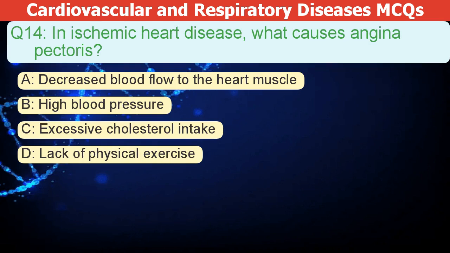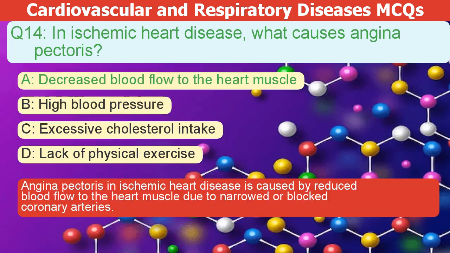In ischemic heart disease, what causes angina pectoris? A. Decreased blood flow to the heart muscle. B. High blood pressure. C. Excessive cholesterol intake. D. Lack of physical exercise. The correct answer is A. Angina pectoris, in ischemic heart disease, is caused by reduced blood flow to the heart muscle due to narrowed or blocked coronary arteries.